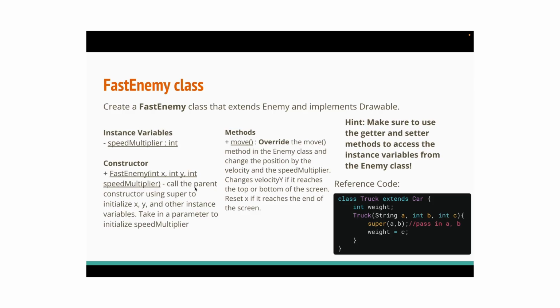So first you're going to call super of int x, int y in order to initialize those variables in the parent class of Enemy, and then you're going to directly initialize speedMultiplier, because that's something that wasn't inherited by Enemy and you actually need to directly define it. The only method you're going to be creating is move. So you're just going to override the move method in the Enemy class and change the position by the velocity and the speed multiplier. It changes the velocity y if it reaches the top or bottom of the screen, and resets x if it reaches the end of the screen. So please pause this video now and try that on your own.